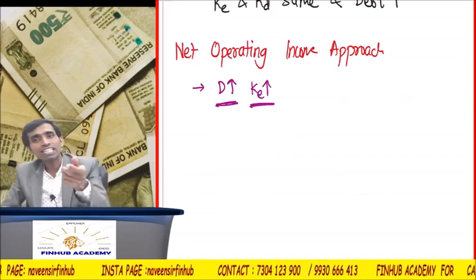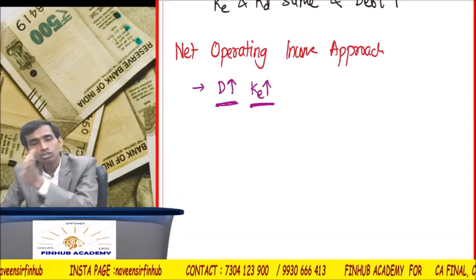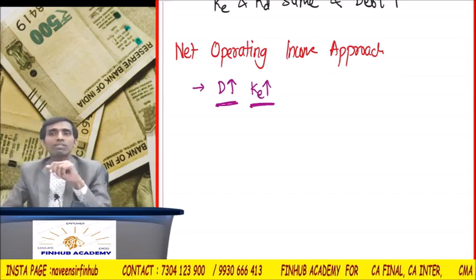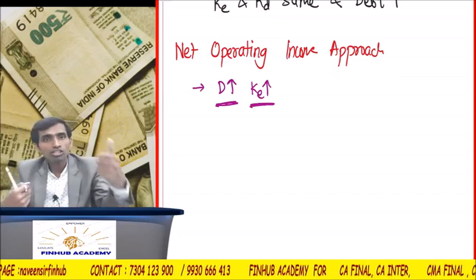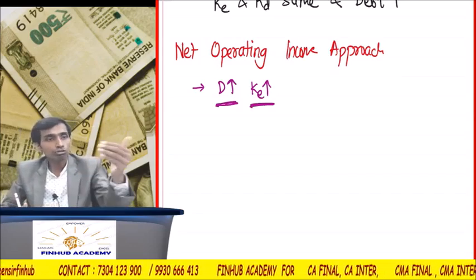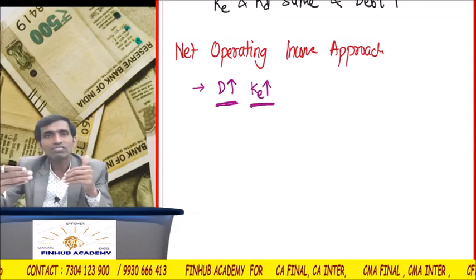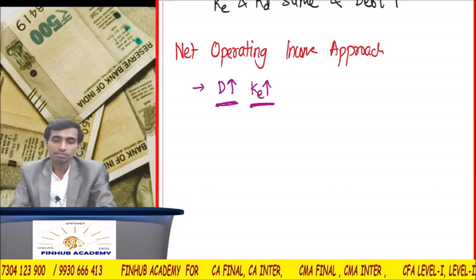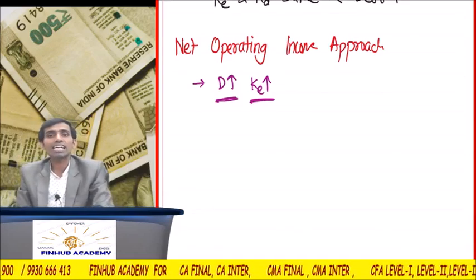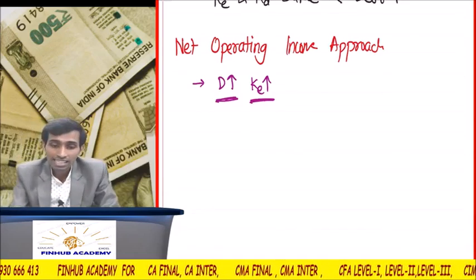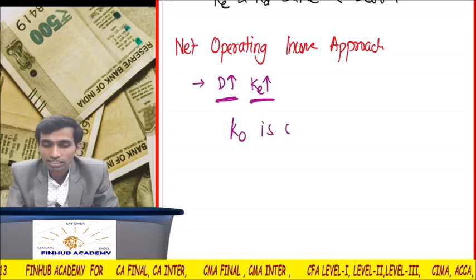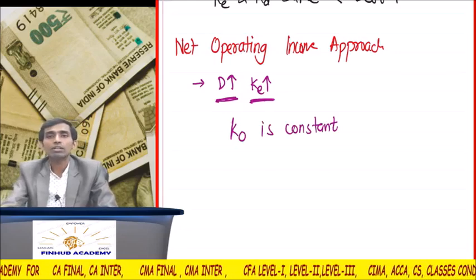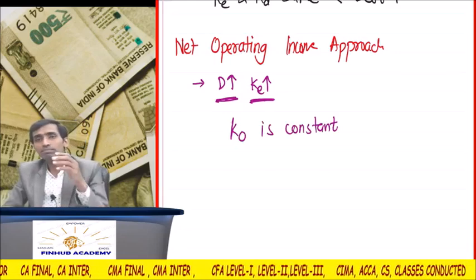It means the increase in financial risk causes the cost of equity to go up. Debt increased, financial risk increased, cost of equity went up, but there was a benefit because of debt. The interest cost is low, so there was a saving. Whatever the cost that went up in equity got set off. Is it clear? That is one of the assumptions. They are saying that KO is constant here. Please understand, KO is constant.